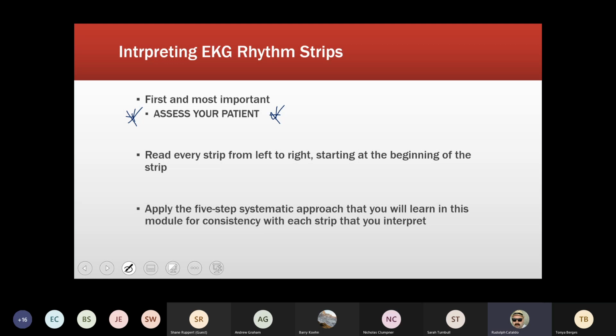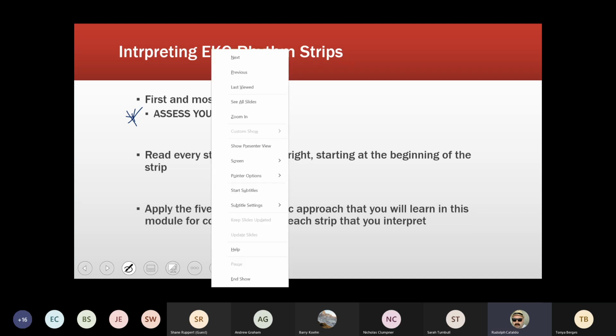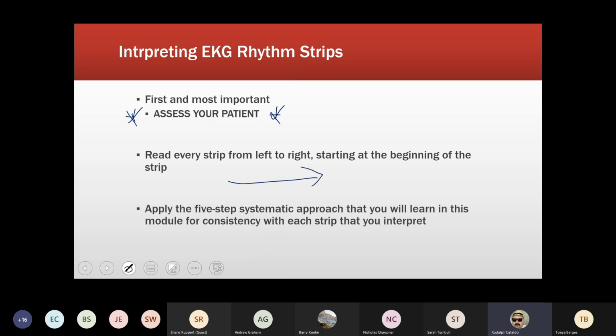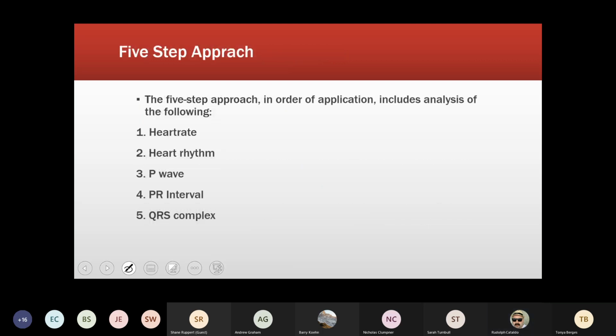When we read a strip, we always start at this end and work towards this way. Some of the things that should be included in our interpretation process, and again, you do these in your own order or whatever seems fit for you guys. We need to know the heart rate. Is it 60 to 100? Is it above 100? Or is it below 60?